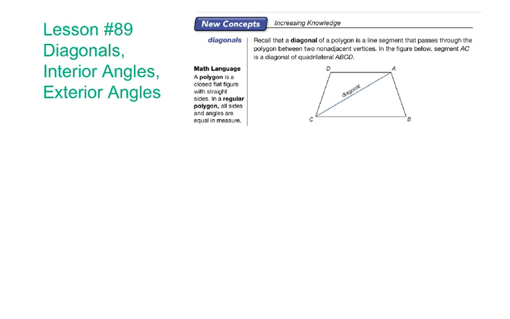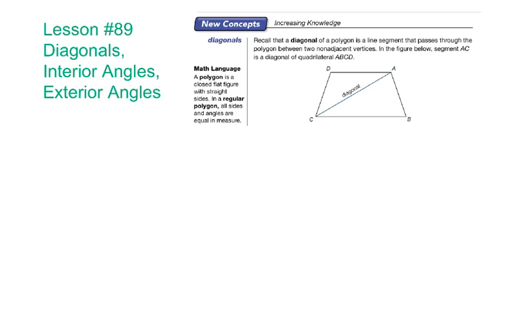Let's first remember what our definition of a polygon is. Remember, our polygon is a closed flat figure with straight sides, right? So this would be a polygon. This is a four-sided polygon. We call it a trapezoid, but remember, because it's four-sided, it could be called a quadrilateral, okay? So our diagonal is a line segment that passes through the polygon between two non-adjacent vertices.